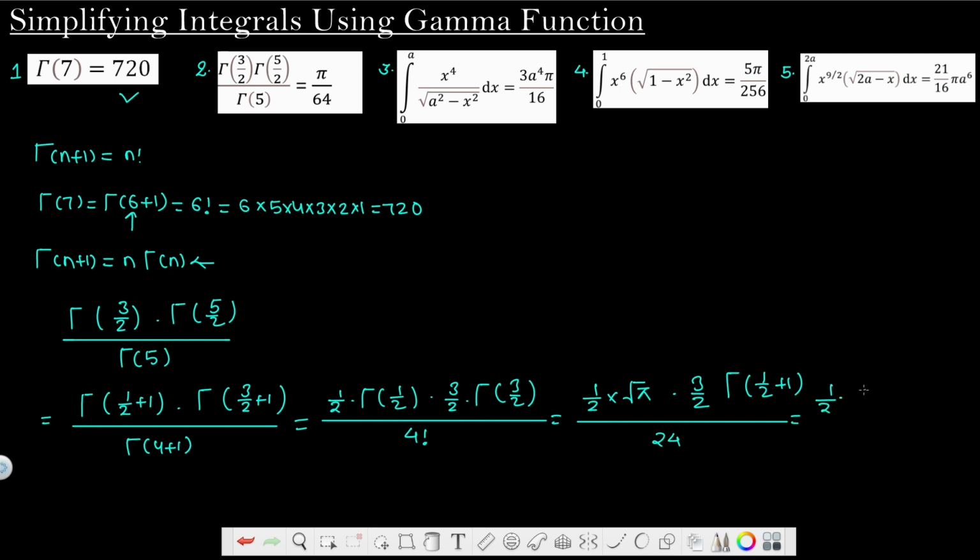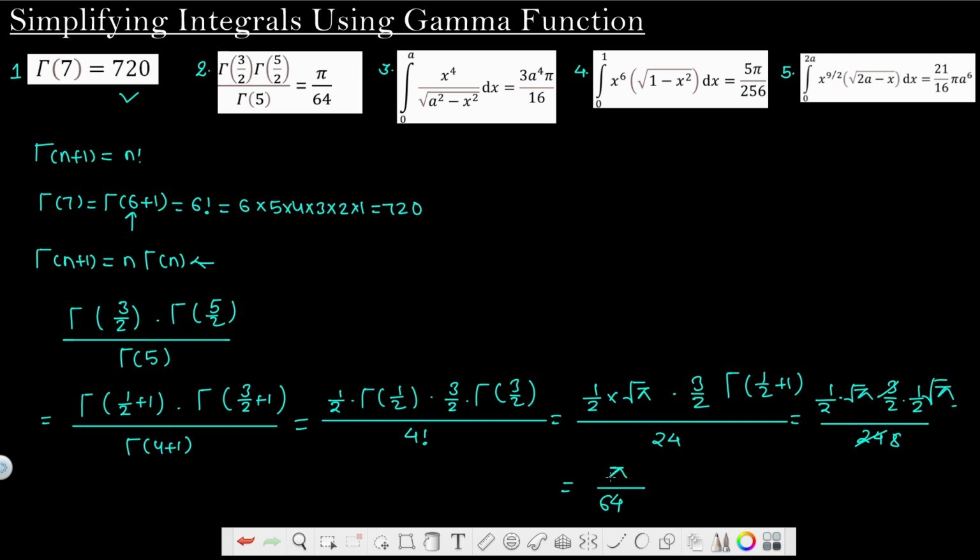So we have 1 over 2 times square root of pi times 3 over 2 times 1 over 2 times gamma 1 over 2, over 24. So 3 times 8 is 24, and 2 times 2 times 2 is 8. 8 times 8 is 64. So we will get 64 in the denominator, and we have square root of pi, and this gamma 1 over 2 is the same as square root of pi, so we will get pi.